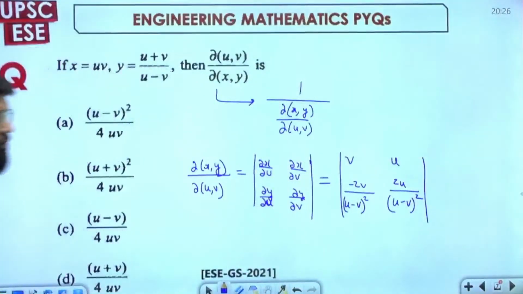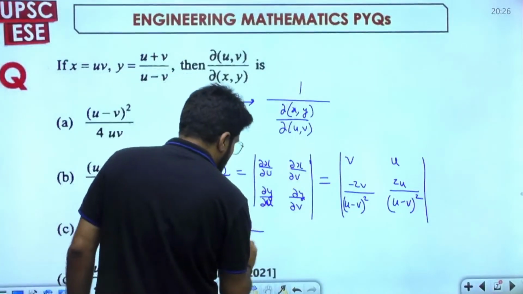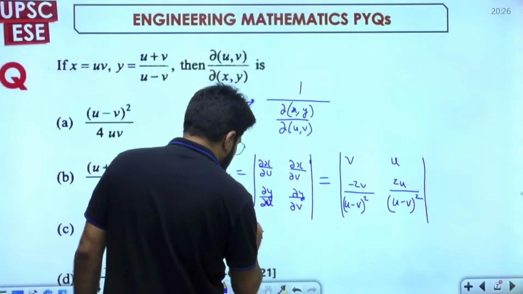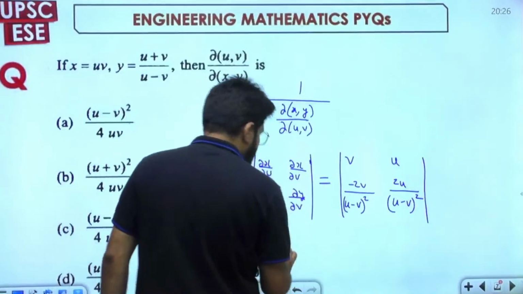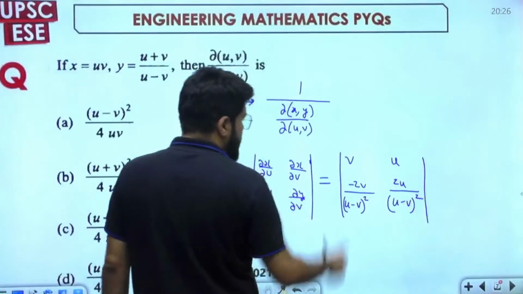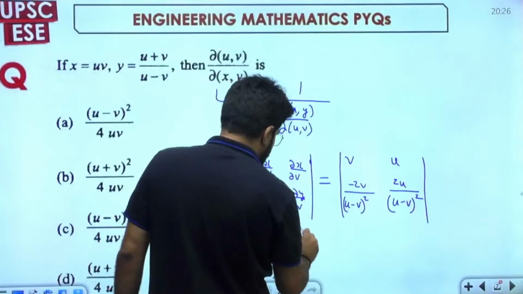This will have the factor of 2u, correct? Okay. Right. So let's solve it up. 2 upon (u minus v) whole square common from the second row, right? So then what is the result? Vu minus Vu, so that is plus Vu.